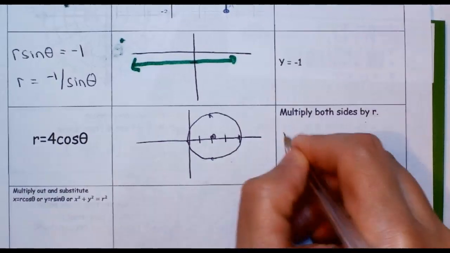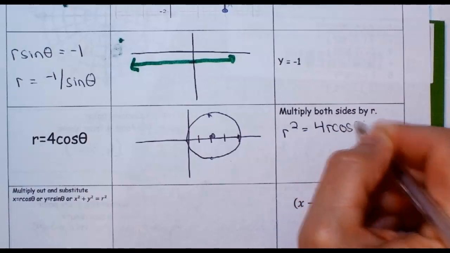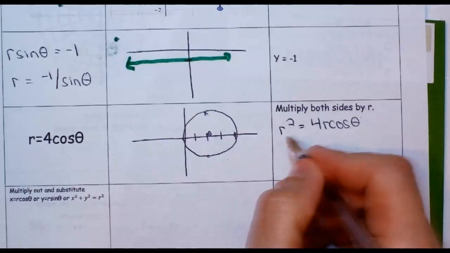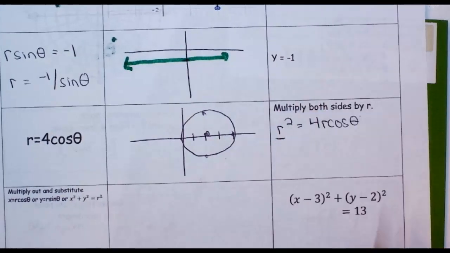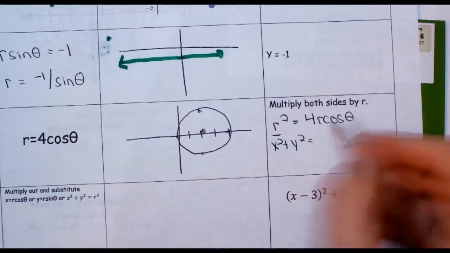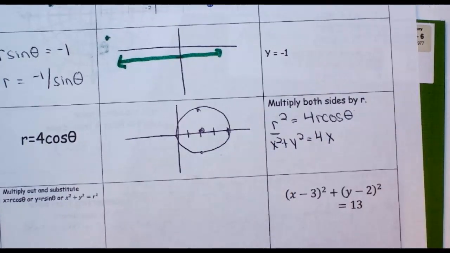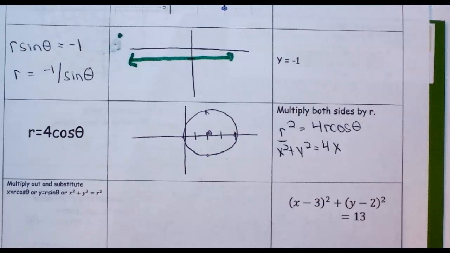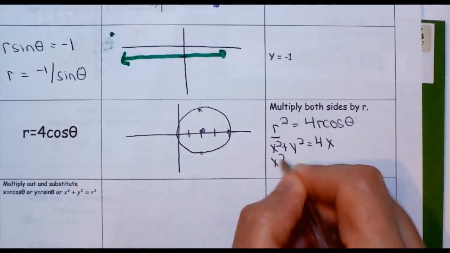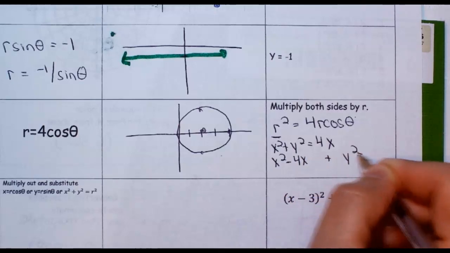So when I do that, I have r squared equals 4r cosine of theta. Now, why am I doing that? Because up at the top, I can now substitute r squared with x squared plus y squared. I can now substitute r cosine theta with an x. This is the equation of a circle, which we've seen a little bit here and there. Let me go change it so you can see that. I've got x squared minus 4x plus y squared equals 0.